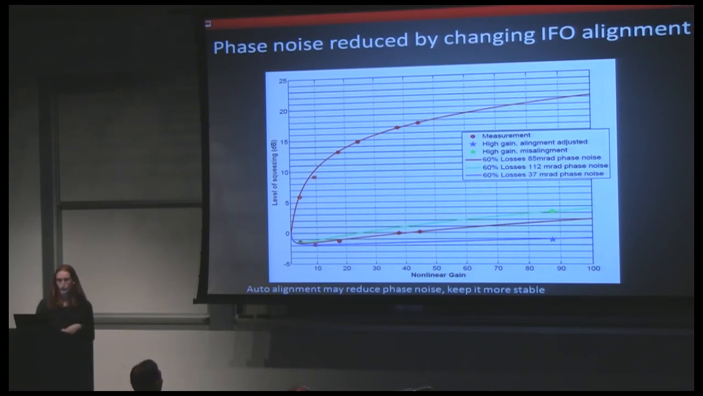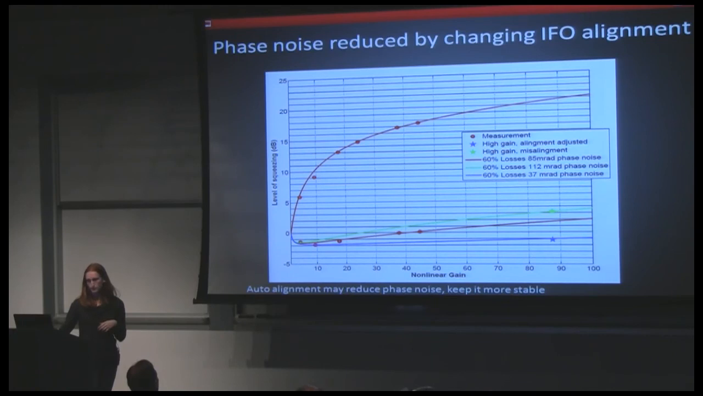So one thing that probably should be done is to implement an auto alignment system for a squeezer, and that would certainly help to keep the phase noise more stable, because it would keep the relative alignment more stable, and hopefully it could also reduce the beam jitter, which would reduce the phase noise.